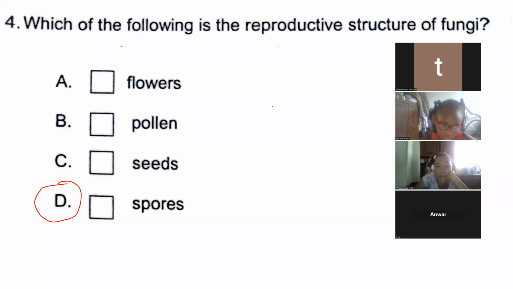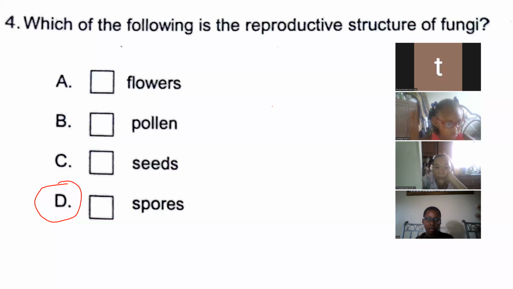Okay. So the reproductive. Excuse me. Yes, Siobhan. Could I log in on my other computer? Yeah, try that. See if it works.